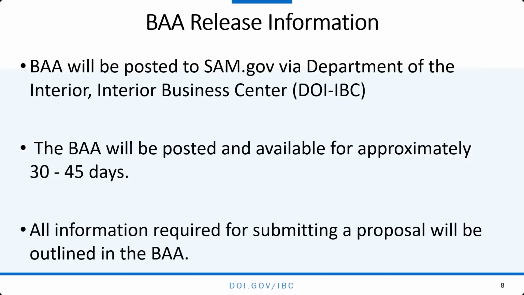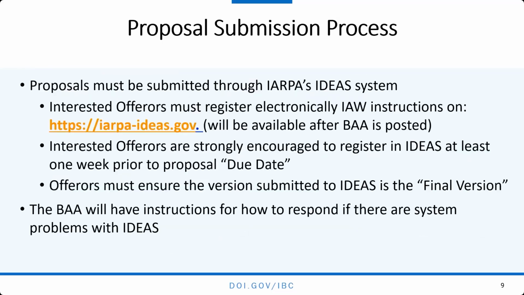Again, we're going to use sam.gov for releasing. The BAA we anticipate to be out for approximately 30 to 45 days. That can vary, but pay attention to when we send that out and what our deadlines are. The proposal submittal process is a little different with IARPA. They have their own submittal process, and it's called Ideas. If you've never done it, the sam.gov location and IARPA's website, I believe, actually has a link, and we'll provide that in the BAA. But you're providing your proposal, you're submitting it through Ideas.